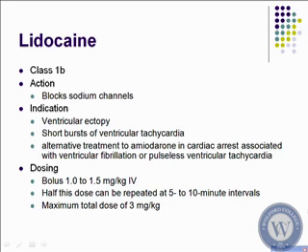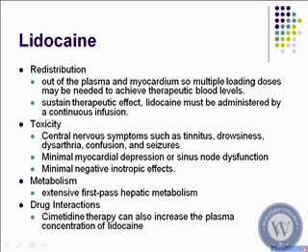The dosing that we give is 1 to 1.5 milligrams per kilo, and then you have to give it every 5 to 10 minutes to make sure that it accumulates and stays at its therapeutic level. The maximum total dose you should give is around 3 milligrams per kg. Redistribution is why this drug stops working. You have to sustain therapeutic effects, so you've got to give a continuous drip.